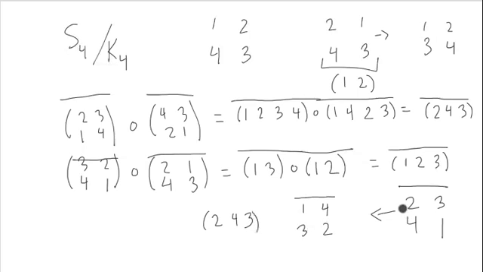Oh, wait a minute. So this representative right here is the same as this right here. It's (2 4 3). Look. So really this is the same as this in the mod. Just as expected. And our modular arithmetic was successful.